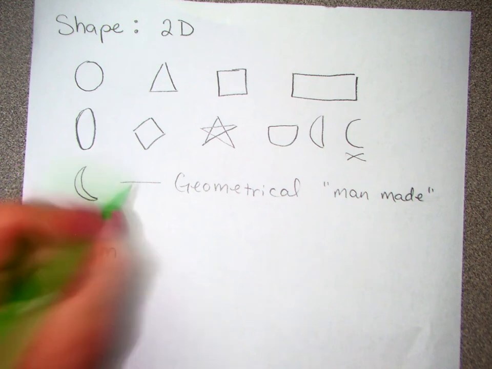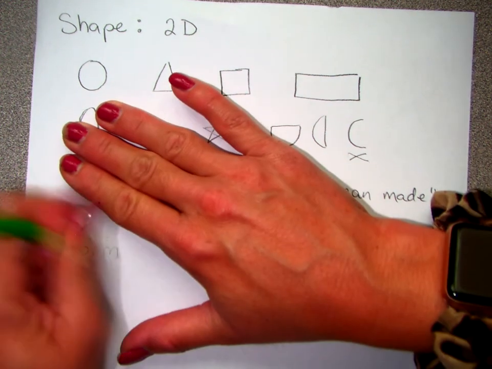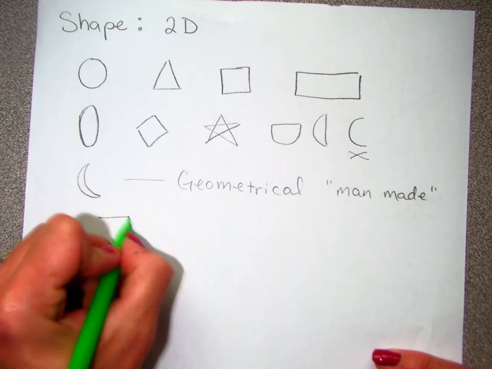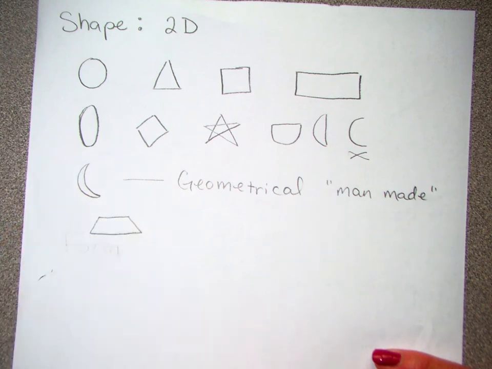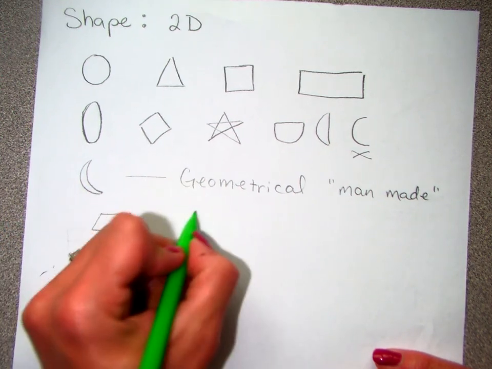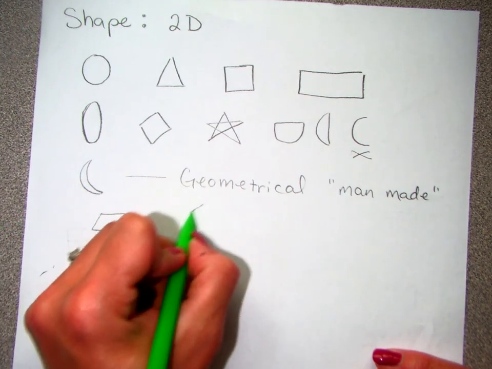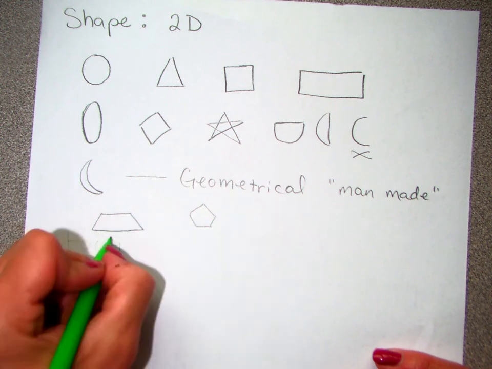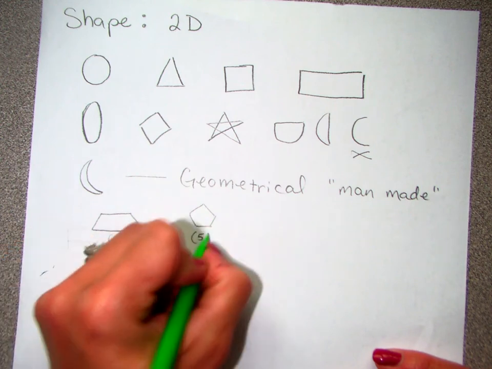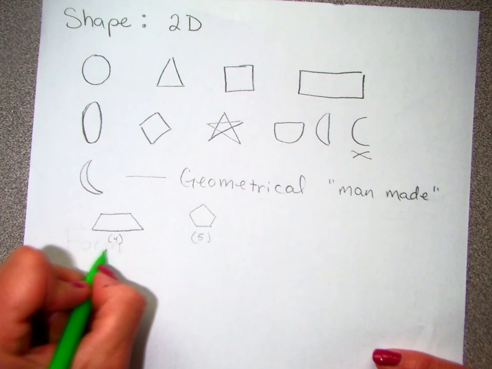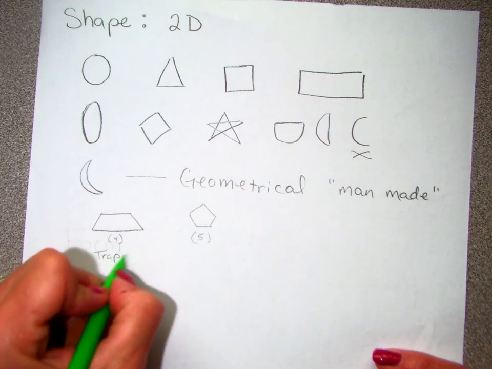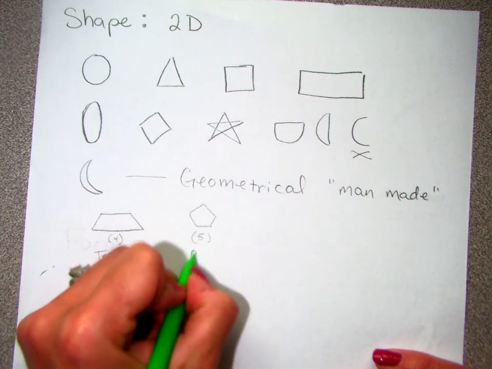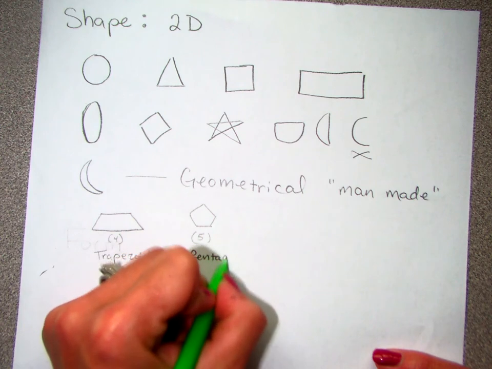I forgot a few more. Let me come back into the geometrical realm here. We also have a trapezoid. It's 4 sides. So we have a pentagon that has 5 sides. So we have 1, 2, 3, 4, 5. We have 4 here. We have 5 here. I'm going to label these because a lot of people might have forgotten what these are. Make sure you label yours too.